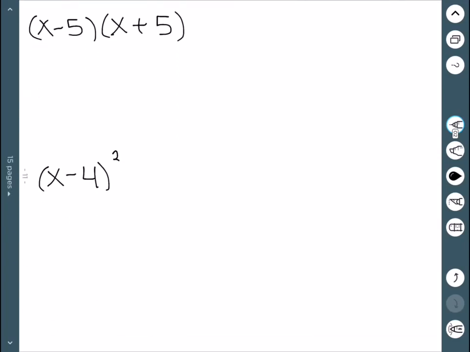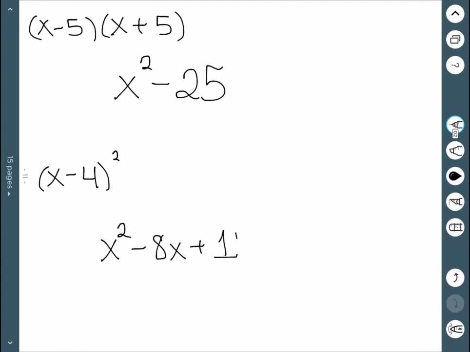For example, x minus 5 times x plus 5 would be square the first one minus square the second one. When we're dealing with a square, we would square the first thing, multiply x times negative 4, which is negative 4x, times 2 is negative 8x, and then we square the last term.